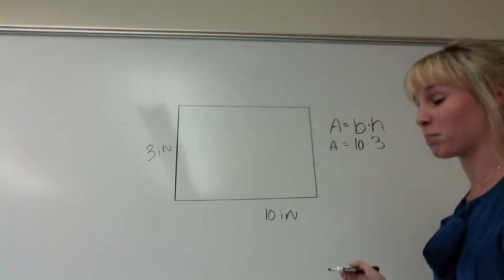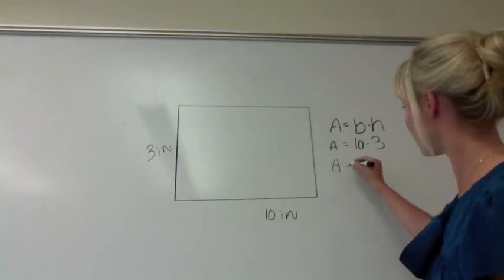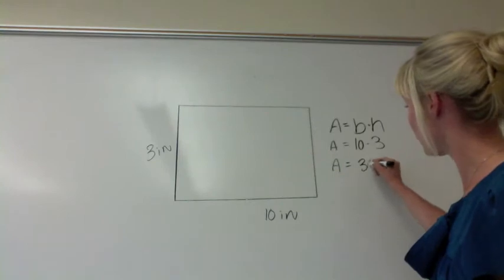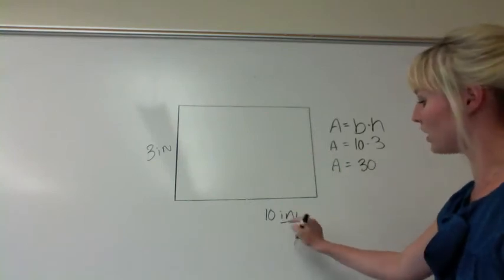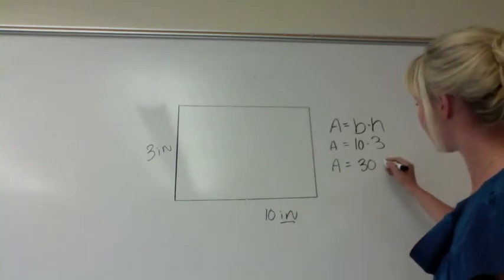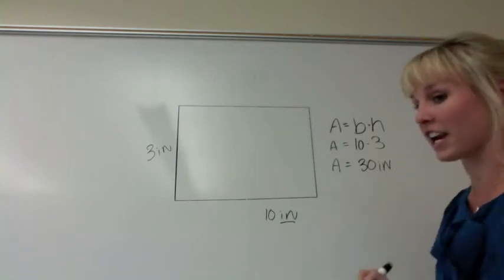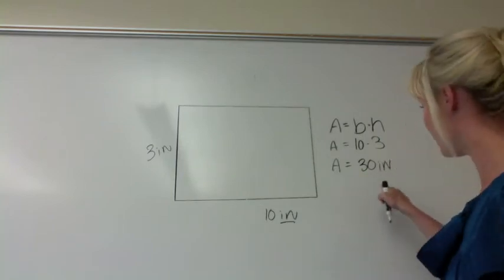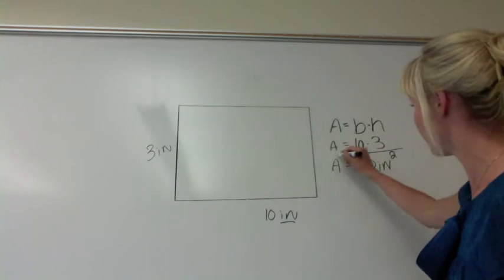Now we just simplify and figure out what our answer is. 10 times 3 is 30. We know that our units were in inches, so our units for when we solve for area of this rectangle is in inches squared.